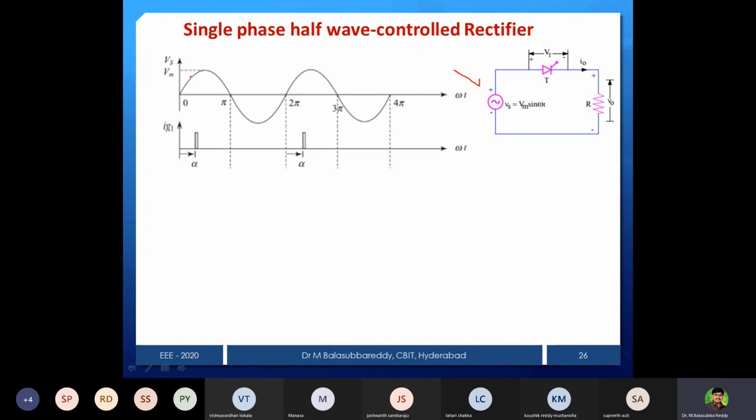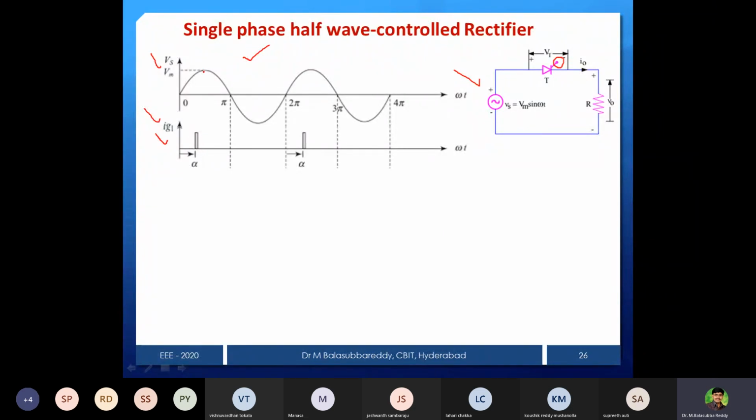Now I draw the supply. As usual, as you know, any one full cycle is sufficient. I draw the supply. Supply starts with 0, pi, 2 pi, 3 pi and so on. This is fixed throughout this unit. And later I have to represent the pulses, firing pulses. Why are firing pulses required? To fire the device at your desired instant, I must provide the firing pulse.